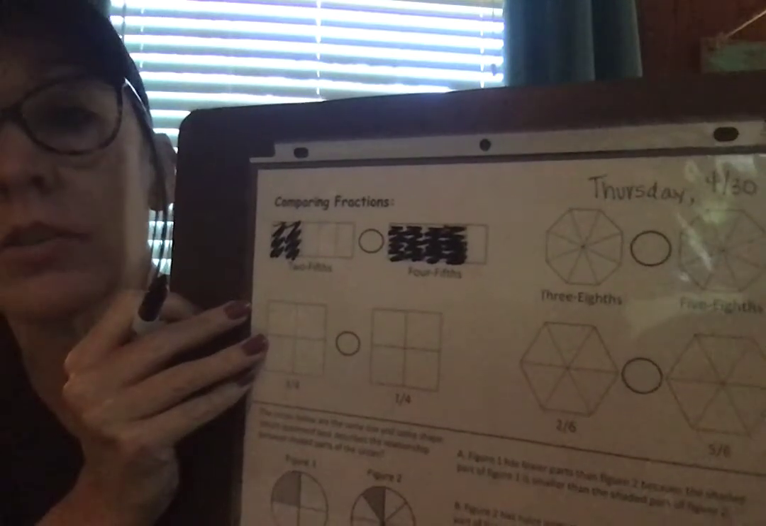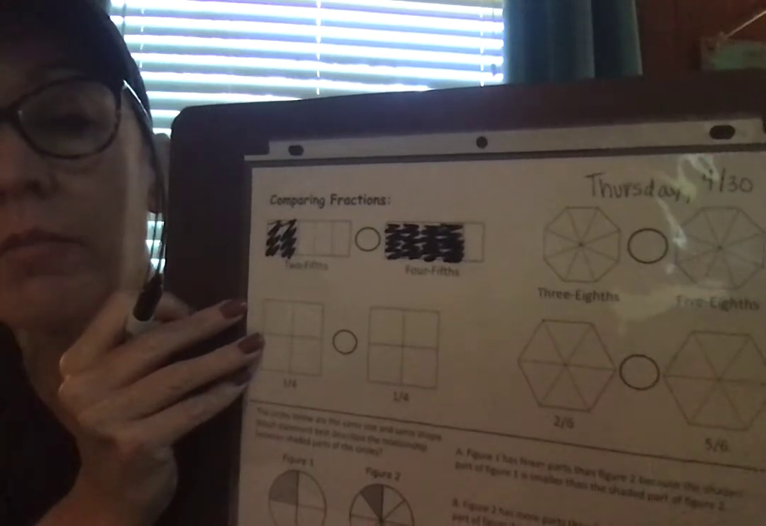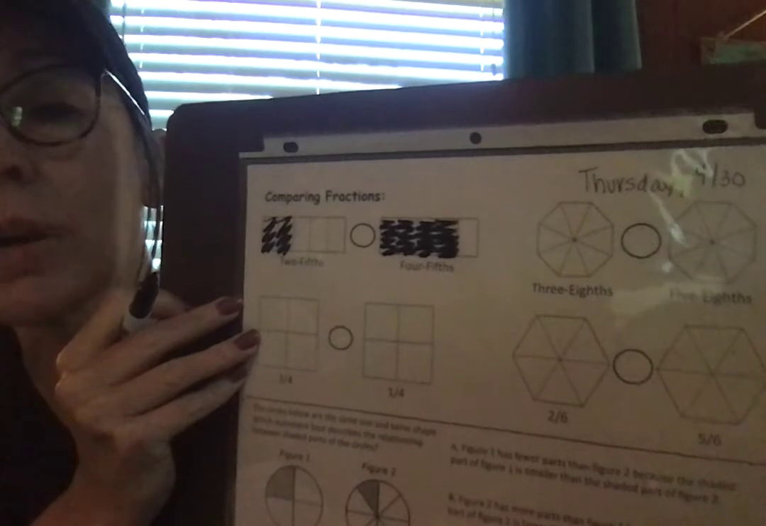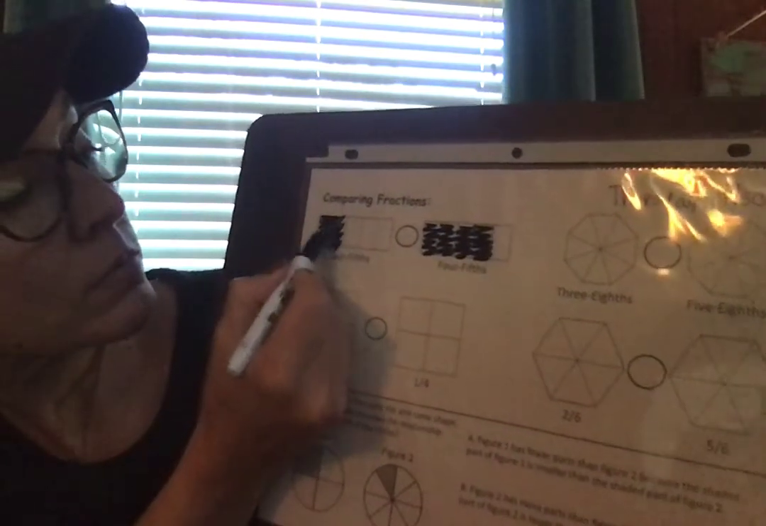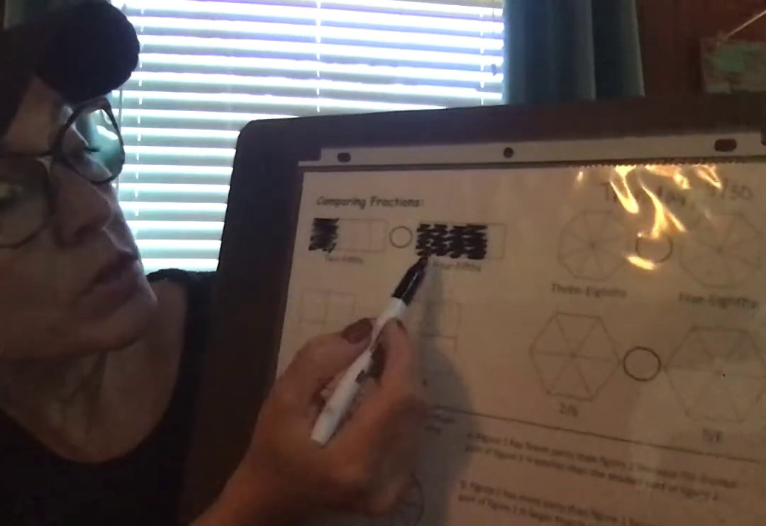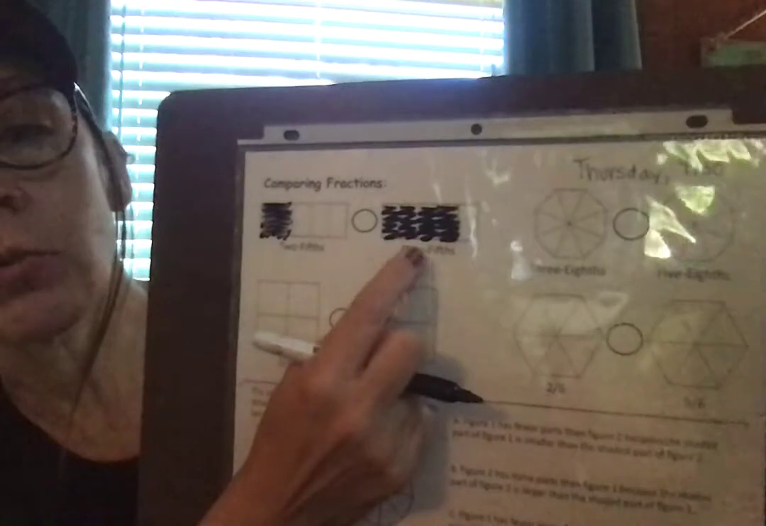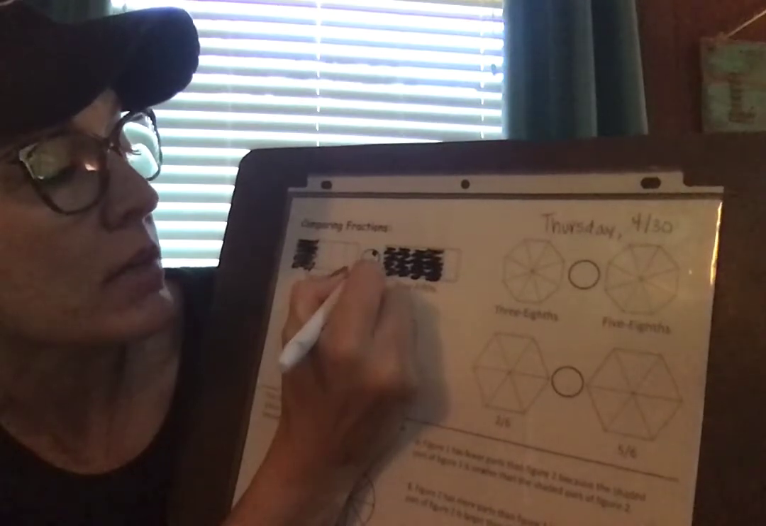Now, I finally get to the job of comparing because I'm going to look at both of my models. Now that I have them shaded, I'm going to look at both models and I'm going to determine which one has the most shaded. Does 2/5 or does 4/5 have more shaded? Well, if you said 4/5, you're right because more pieces are shaded. It takes up a bigger amount. It has a greater value.